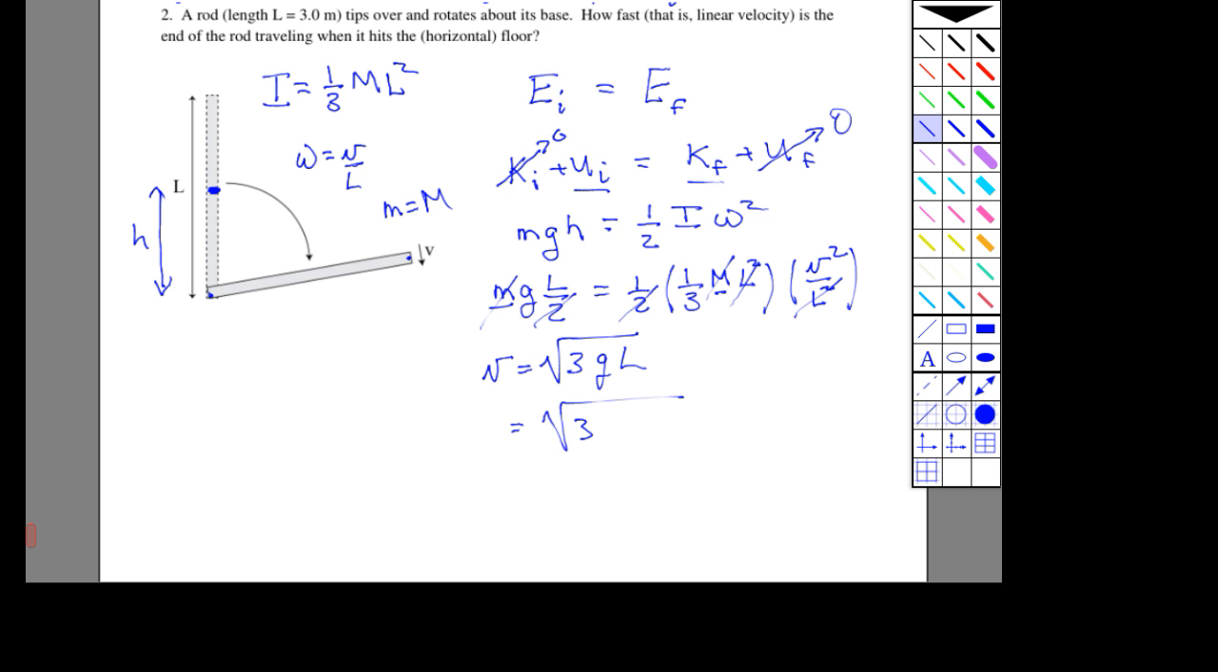So then we just plug in our numbers. We have 3, g is our 9.8 meters per second squared, and L is the length of the rod, which is 3 meters. And hopefully I've done this right, and I computed this to be 9.4 meters per second.